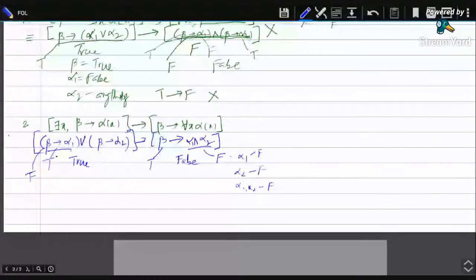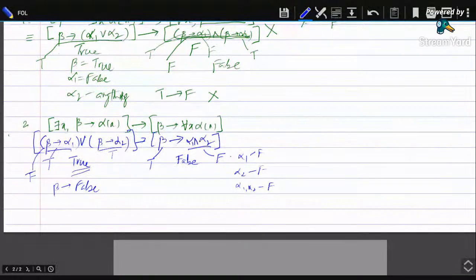So just making beta equal to false, this whole thing will become true. So what can be alpha? Alpha can be anything. Alpha can be false, alpha can be true, it doesn't matter here. And since beta is false, this is also guaranteed to be true, and true or true is guaranteed to be true. So just by making beta false, you can ensure that this whole left hand side is true. How about the right hand side?